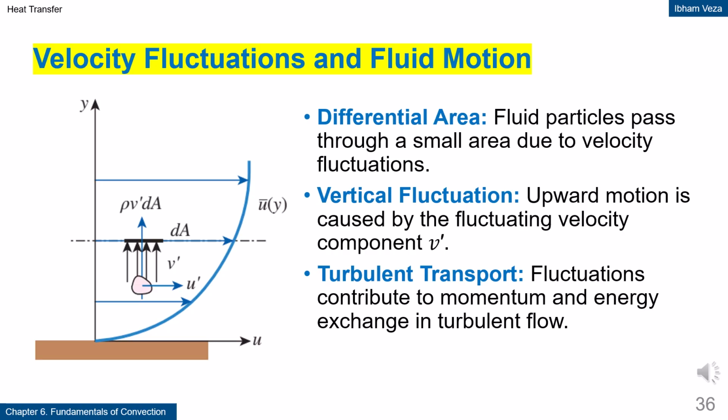Velocity fluctuations and fluid motion. Velocity fluctuations cause fluid particles to move up and down across the flow cross-section. This motion carries momentum and energy from one layer to another. As a result, momentum and heat transport become much more effective. This is the main reason why turbulence enhances heat transfer. This phenomenon cannot be explained using simple laminar flow models.